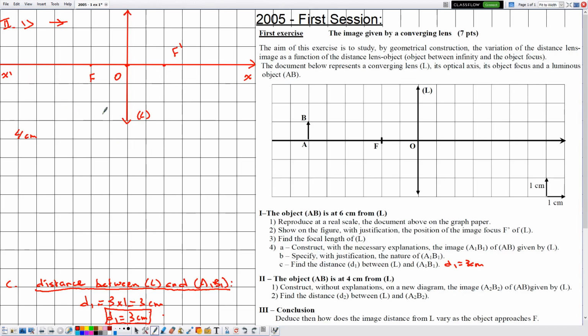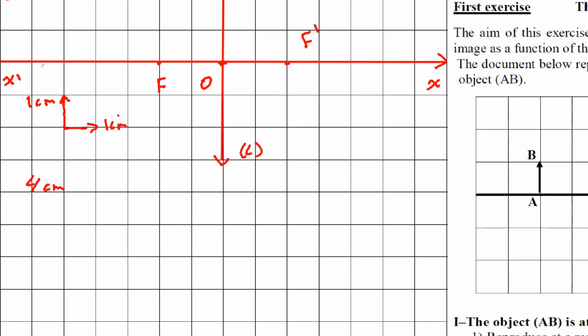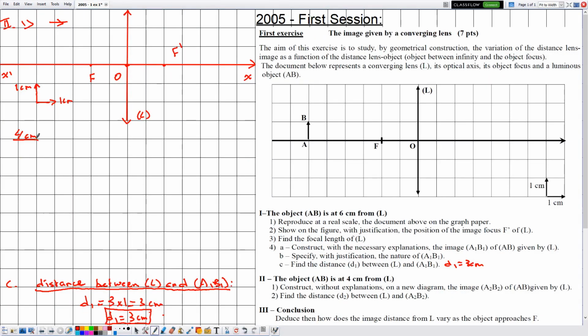Okay, let me place the scale here. The scale is given by a real scale, which is 1 centimeter along the x-axis and 1 centimeter along the y-axis. So now we need to place the object AB corresponding to the new position. So 4 centimeters, and since we are putting data along the x-axis, we divide by the scale along which we are putting data. So dividing by 1 centimeter, this will give me 4 divisions.